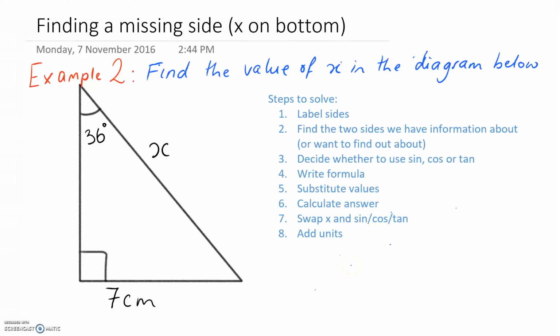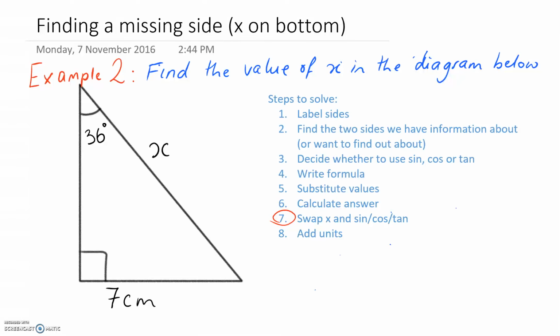Hello and welcome to our video on finding a missing side when x is on the bottom of the fraction. We're going to use similar steps to solve as the previous video, and you can see the question looks really similar. We've got one angle, a missing side with an x next to it, and one side given to us with the full length. So we're going to start similarly to the last problem. The only difference is around step 7. Step 7 is the new step, and I'll explain that one when we get to it.